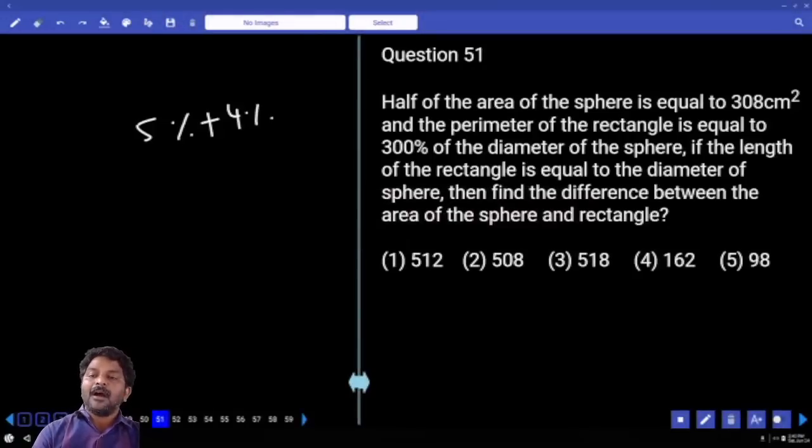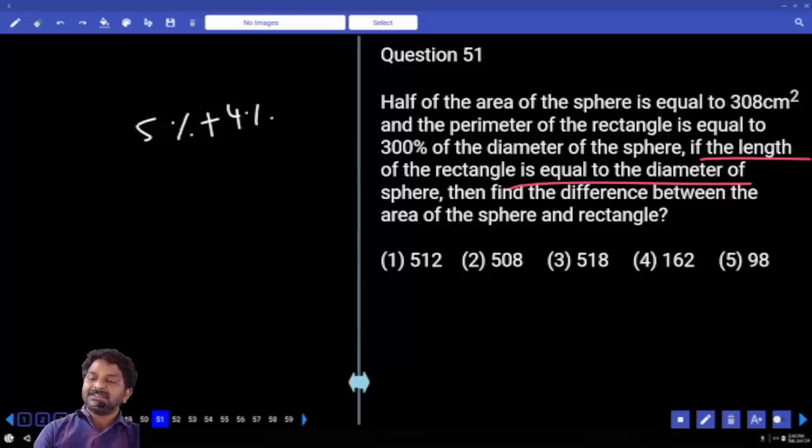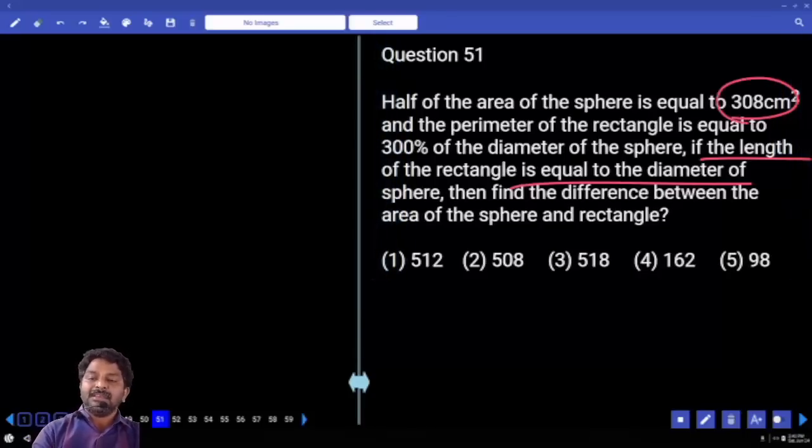Half of the area of the sphere is equal to 308 square centimeters, and the perimeter of the rectangle is equal to 300% of the diameter of the sphere. If the length of the rectangle is equal to the diameter of the sphere, find the difference between the area of the sphere and the area of the rectangle. Okay. Now, half of the area of the sphere is 308, correct? Then the full area is 2 times of it.